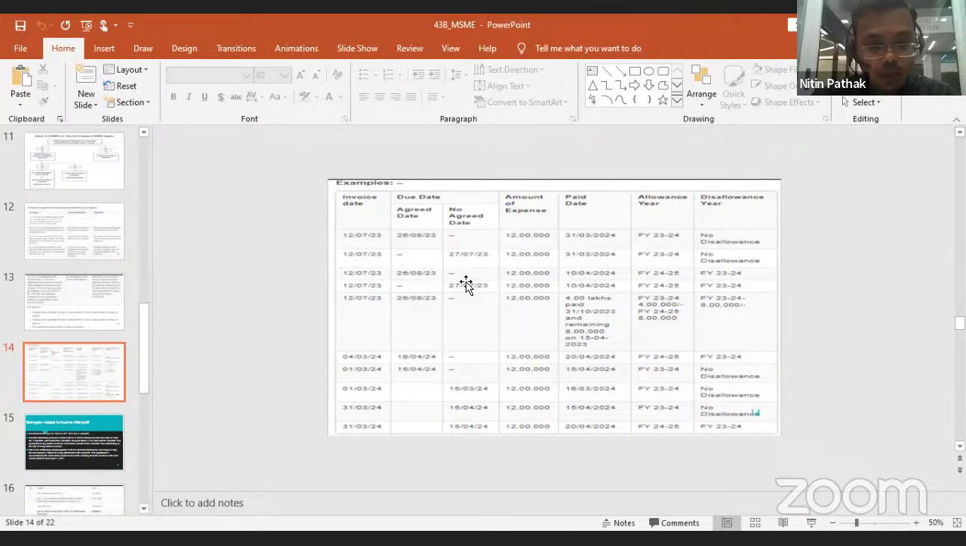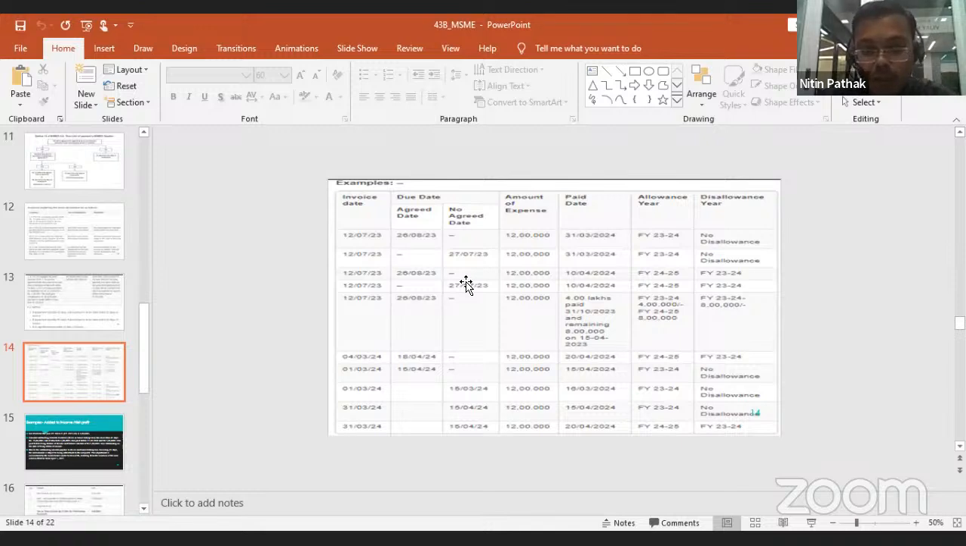If the invoice date is the 31st March and there is no agreement, then the due date is the 16th April, and if the payment is made on 15 April, then it is allowable in the same financial year, there is no disallowance. If the invoice date is 31st March and there is no agreement and payment is made after 15 days as per the MSME Act, that is 20th April, then it will be considered in next year. It will be allowable in next year. For this year 23-24, there is disallowance of expenditure.